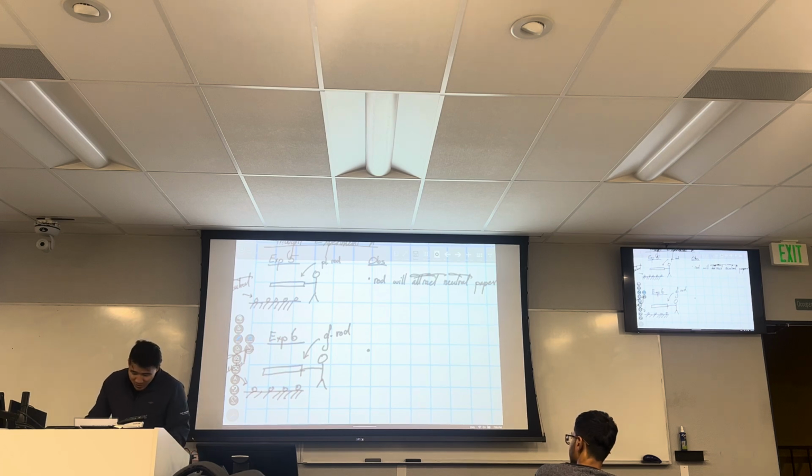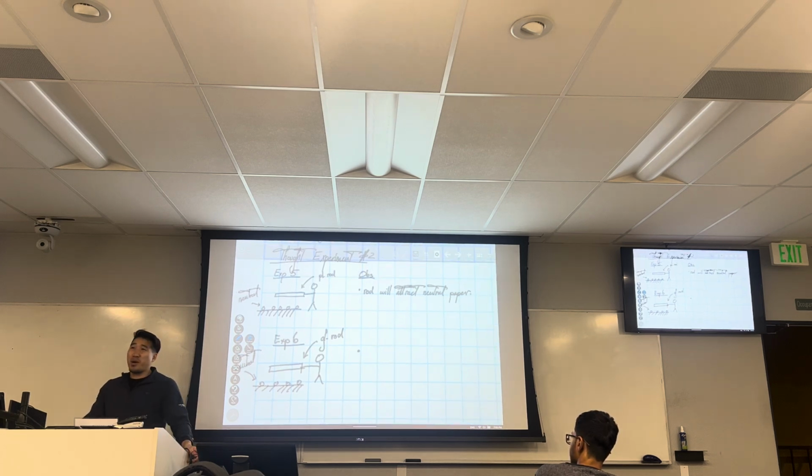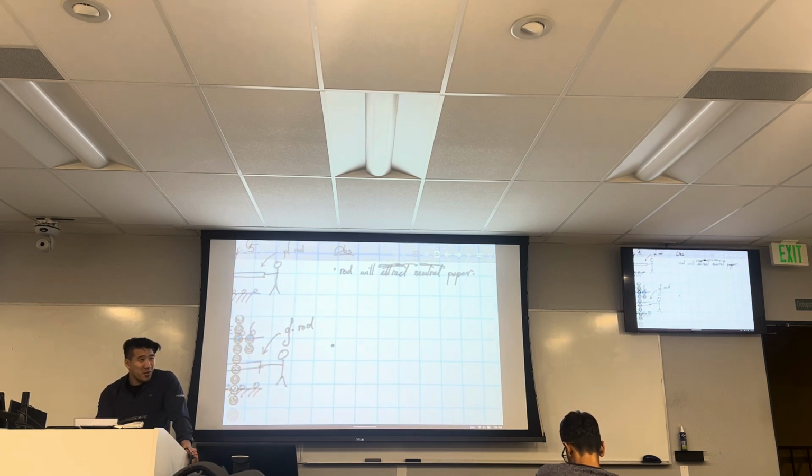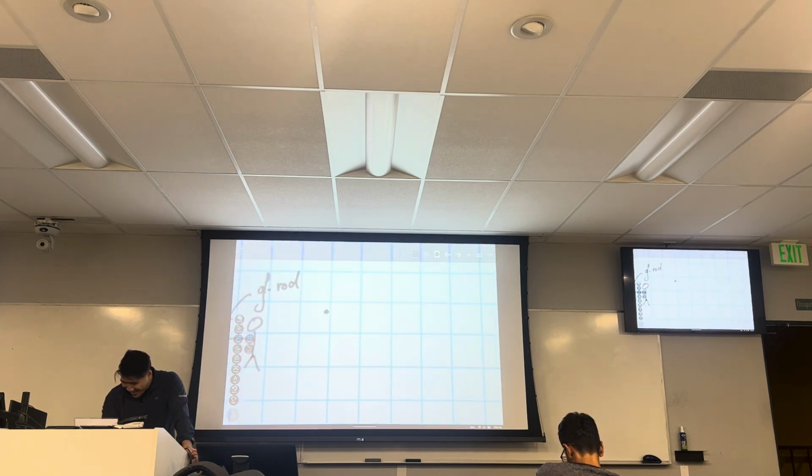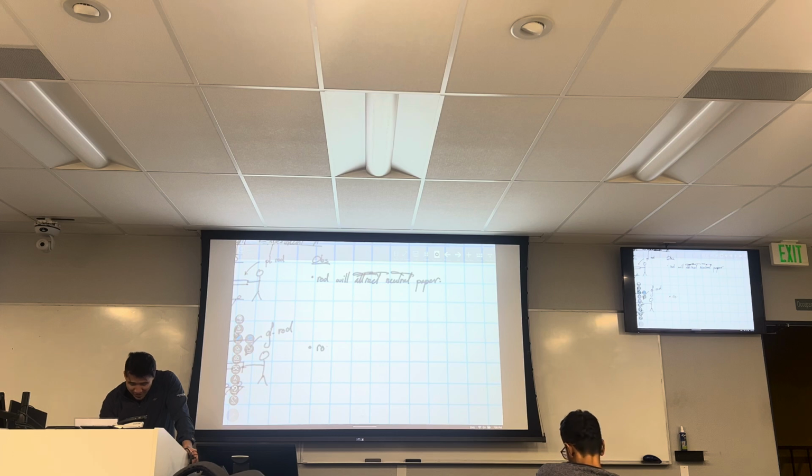Who says the rod will attract the pieces of paper? Raise your hand. Who says they will repel the neutral pieces of paper? Raise your hand. Who says no interaction? Raise your hand. Okay, this time it was like a 25, 25, 25, 25 with 25 not responding. Okay. The rod will attract the neutral pieces of paper.